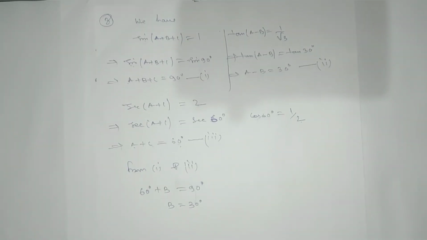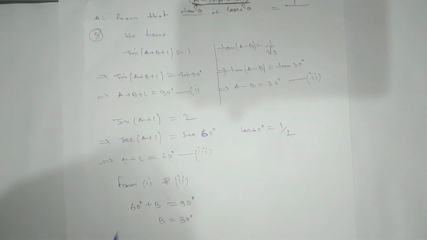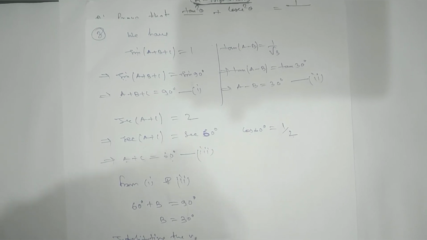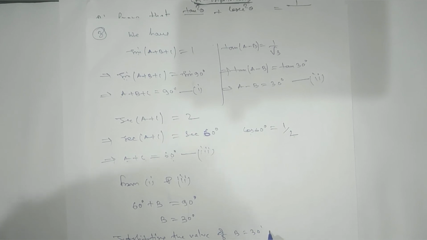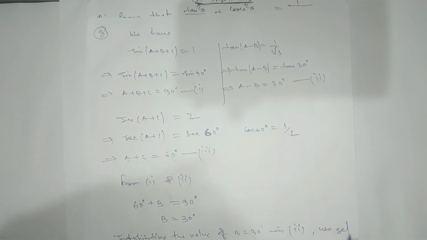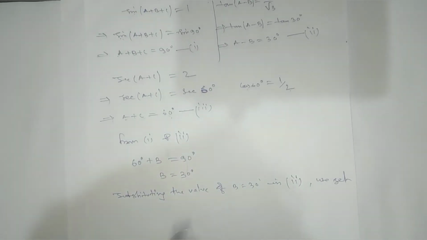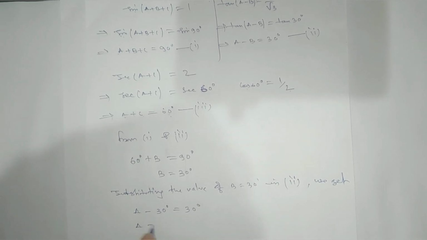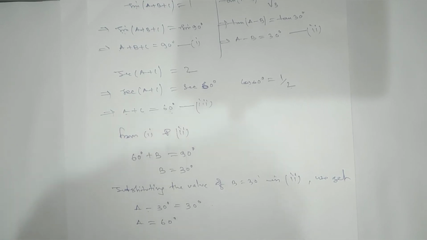Okay. Now if we take this one, substituting the value of B equals 30 degree in equation 2. So what we get, you can see here that A minus B, that B is 30 degree, equals what? 30 degree. And here this minus will go this side and give you plus. That means A equals 60 degree.